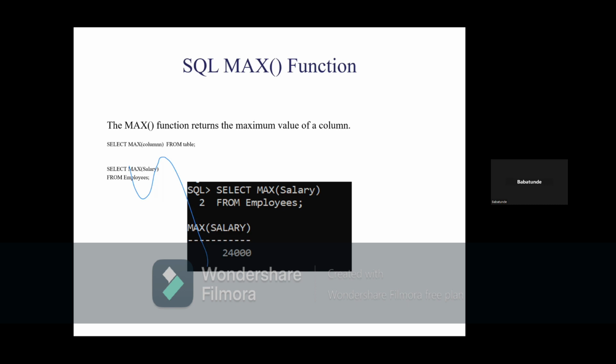Let's say for instance, there's a request from the organization to say, who's earning the highest salary in this organization? What is the highest salary in this organization? So with this, it's a maximum salary. Then it will tell you that this is the highest salary. It is 24,000. So in this whole table, the highest paid person earns 24,000.